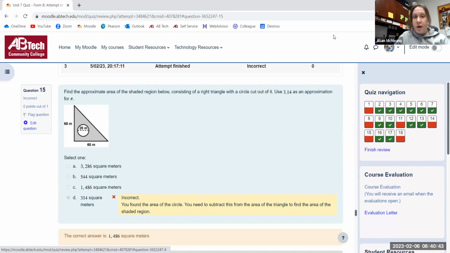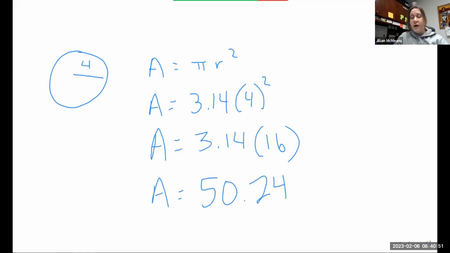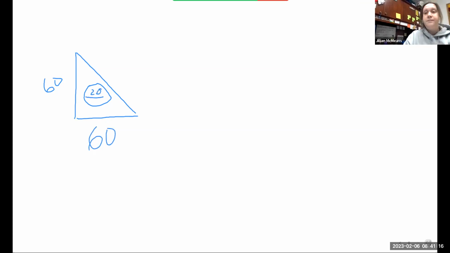Okay, so we're going to go to the whiteboard. This is kind of like a couple of the ones we've already looked at. I think they call them composite figures, where you're finding the area of more than one figure. In this case, we had a triangle with a circle cut out. So we need to find the area of the triangle and then subtract the area of the circle.